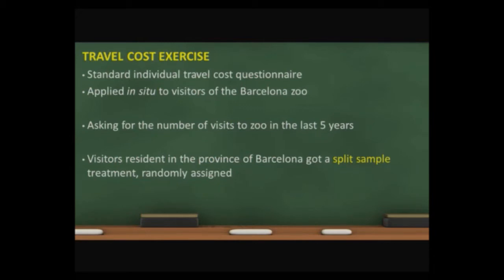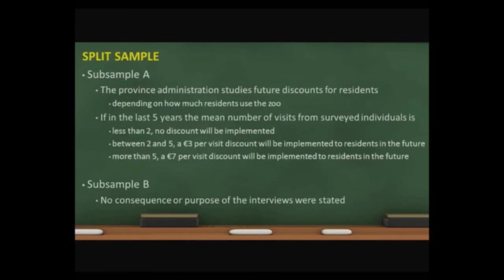Some visitors came from the province of Barcelona, some came from farther away. Those who live in the province of Barcelona got a special treatment with a split sample randomly assigned. Every time we found one in the province of Barcelona, we would interview them with either subsample A or subsample B. Once a sample A, next a sample B, next A, next B, and so on.